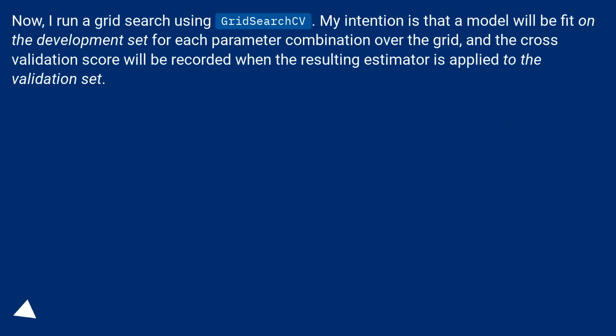Now, I run a grid search using GridSearchCV. My intention is that a model will be fit on the development set for each parameter combination over the grid, and the cross-validation score will be recorded when the resulting estimator is applied to the validation set.